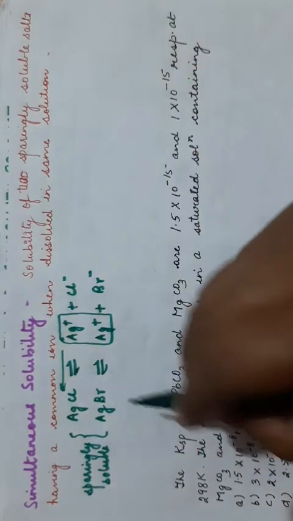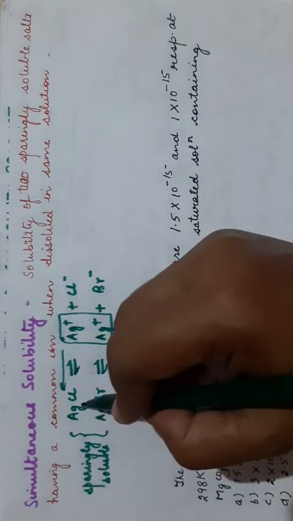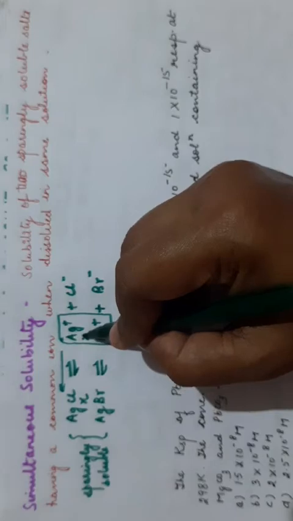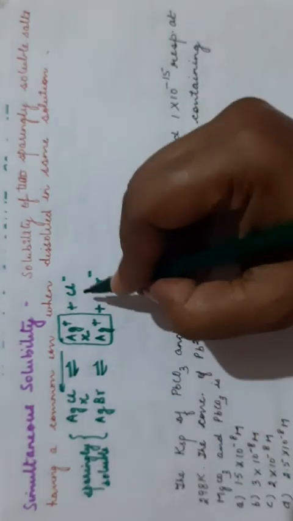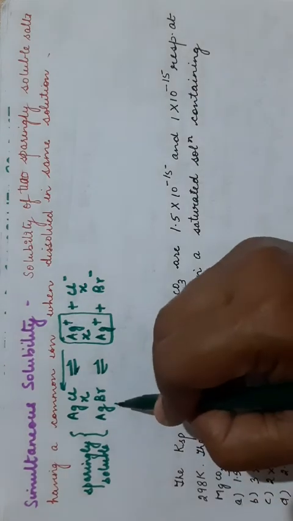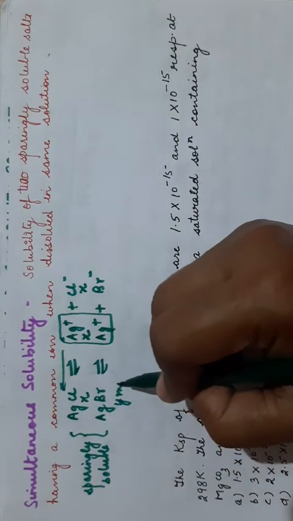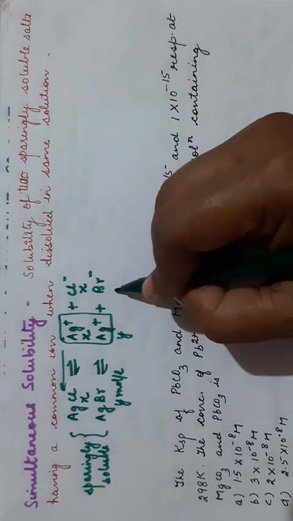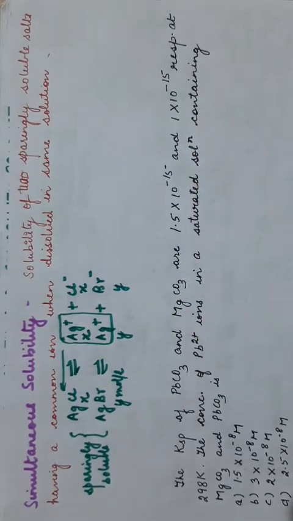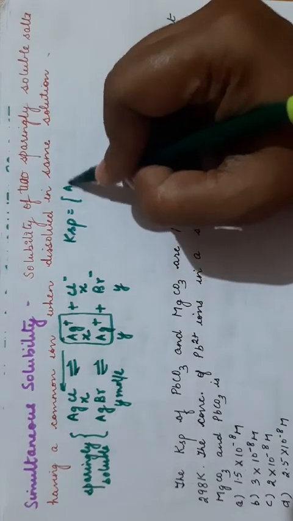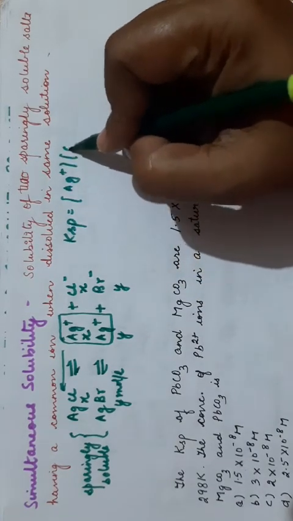So if we write the Ksp for this, suppose X is the solubility of AgCl, so it will give X moles of Ag plus ion and X moles of Cl minus ion. For AgBr, suppose the solubility is Y mole per liter, so it will give Y moles of Ag plus ion and Y moles of Br minus. How will you write the Ksp? Ksp is written as Ag plus into Cl minus.